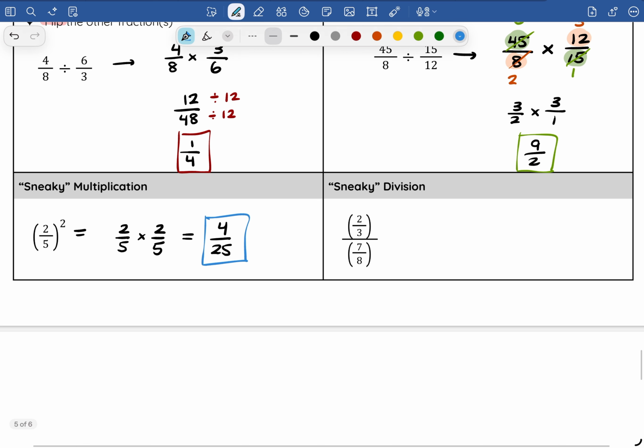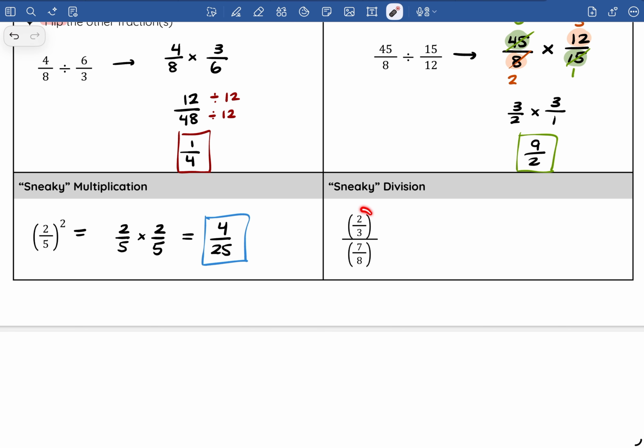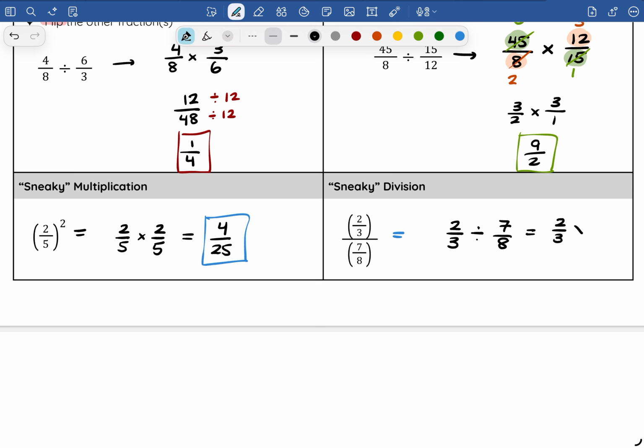Same thing with sneaky division. This one especially looks quite intimidating, but all it is is whatever the top fraction is divided by whatever the bottom fraction is. So I really recommend just writing it out horizontally. So this is the same thing as 2 over 3 divided by 7 over 8. Anytime that we're dividing, we're really thinking keep, switch, flip. So we're going to keep the first one the same, switch to multiplication, and flip the second one. And now we can go straight across. We can even double check, is there any pre-simplifying? And there isn't. So whatever we get is our answer.